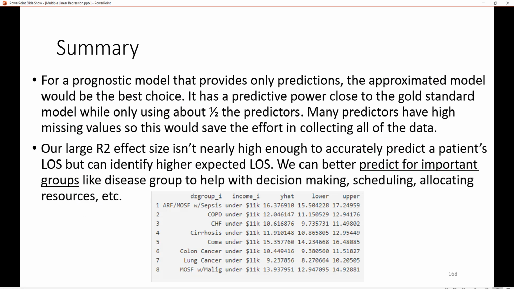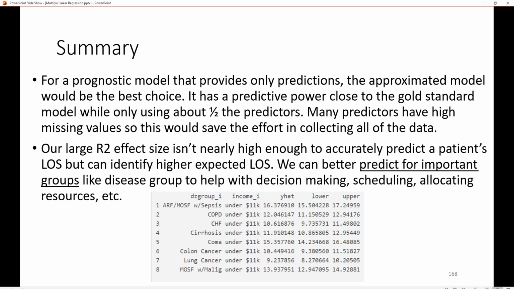And in summary, for a prognostic model that provides only predictions, the approximated model would be the best choice. It has a predictive power close to the gold standard model while using only about half the predictors. Many predictors have high missing values, so this would save the effort of collecting all of the data. Our large R-squared effect size isn't nearly high enough to be accurately used to predict a patient's length of stay, but it can identify higher than expected lengths of stay. We can better predict for important groups like disease groups to help with the decision-making, scheduling, and allocating of resources, etc.